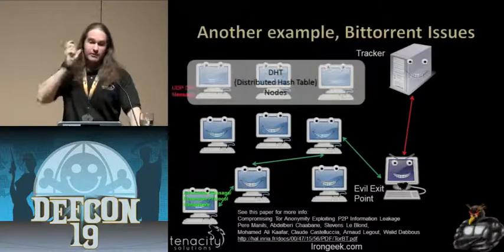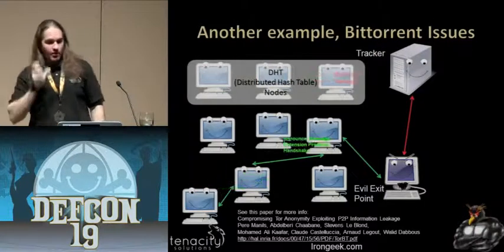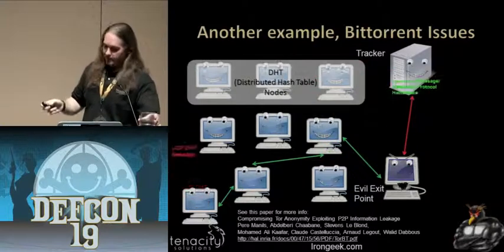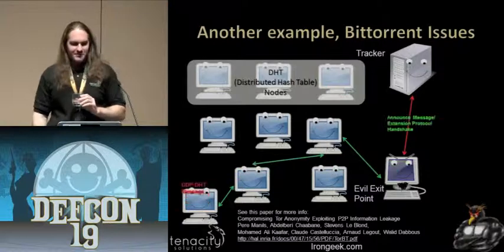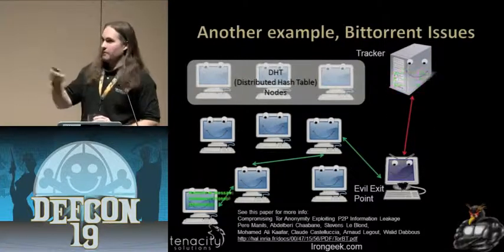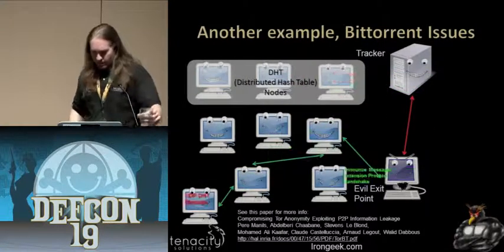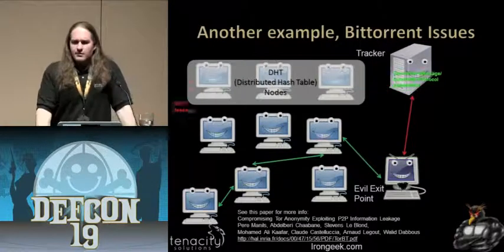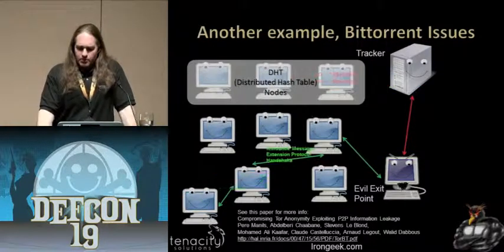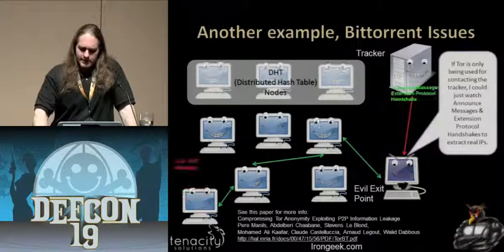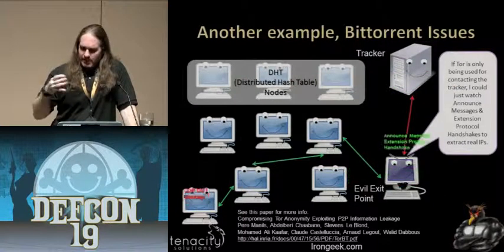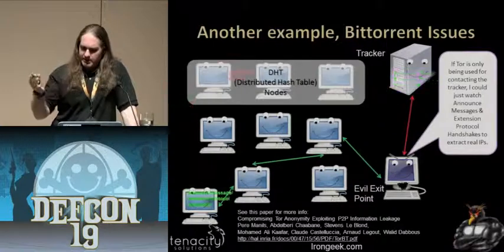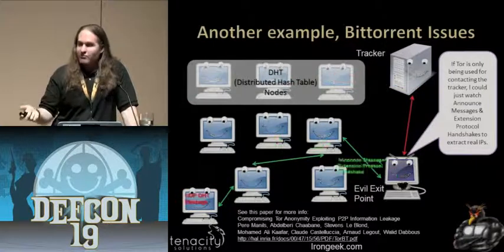Another example would be BitTorrent. Now, BitTorrent has a lot of issues, and all this work I've pulled from the folks whose names are at the bottom of the slide. I really don't want to butcher their names, so I'll go out and check it out later. It should be on your DEFCON CD. BitTorrent has multiple issues. One of its issues is if Tor is only being used for contacting the tracker, I could just watch announce messages and extension protocol handshakes to extract real IPs.